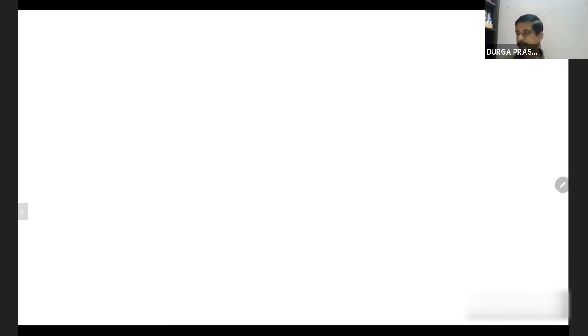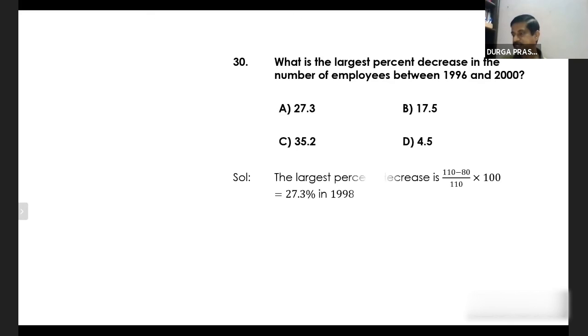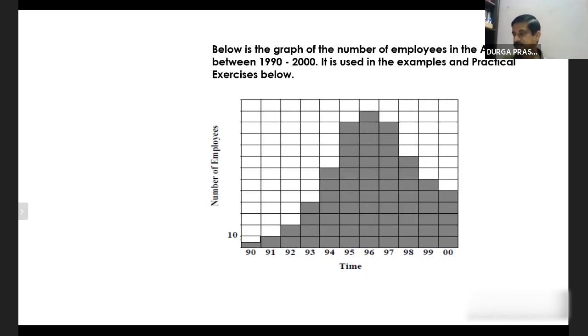Okay, let us go to the next question. What is the largest percent decrease in 1996 to 2000? This we have already done. Let's go to the next question.